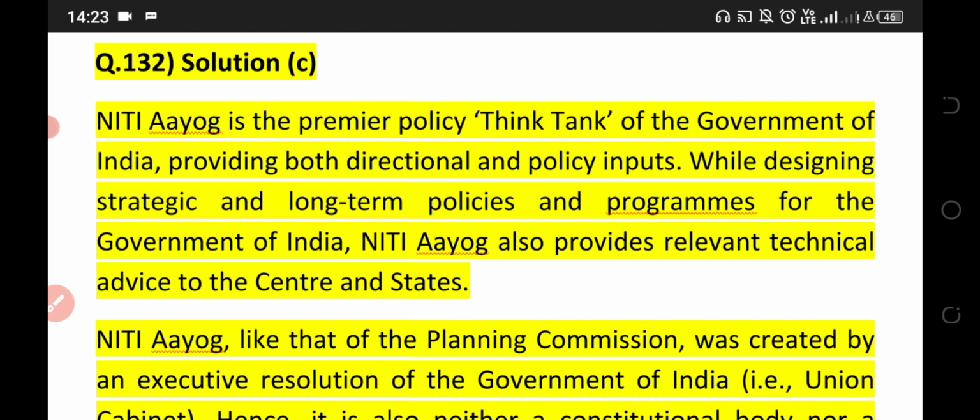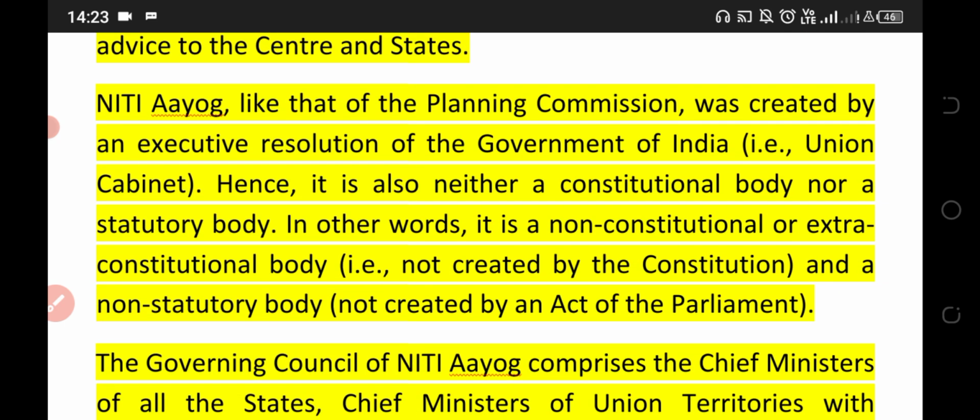Niti Aayog is the premier policy think tank of the Government of India, providing both directional and policy inputs while designing the strategy, long-term policy, and programs for the Government of India. Niti Aayog also provides relevant technical advice to the Centre and the states. Niti Aayog, like the Planning Commission, was created by an executive resolution of the Government of India, Union Cabinet. Hence, it is neither a constitutional body nor a statutory body. In other words, it is a non-constitutional or extra-constitutional body, not created by the Constitution, and non-statutory, not created by an act of Parliament.